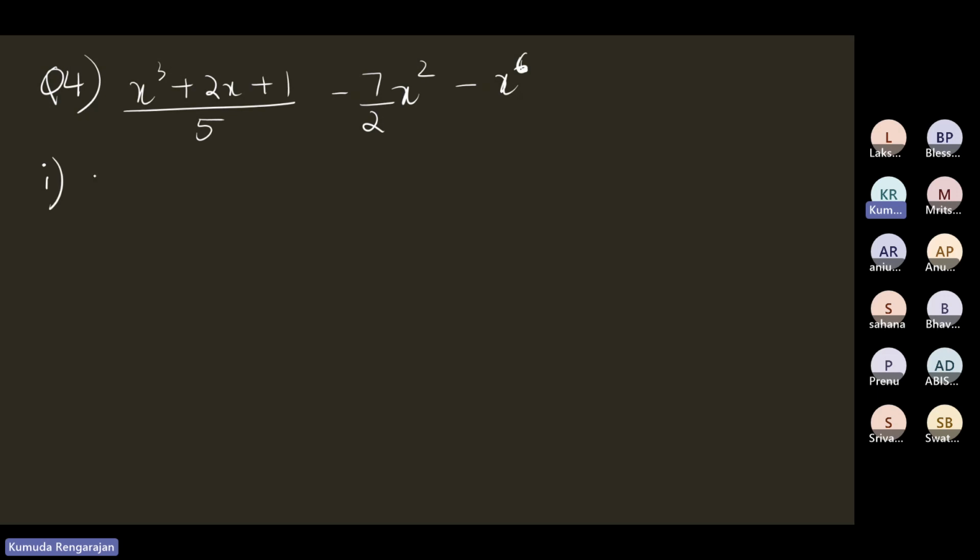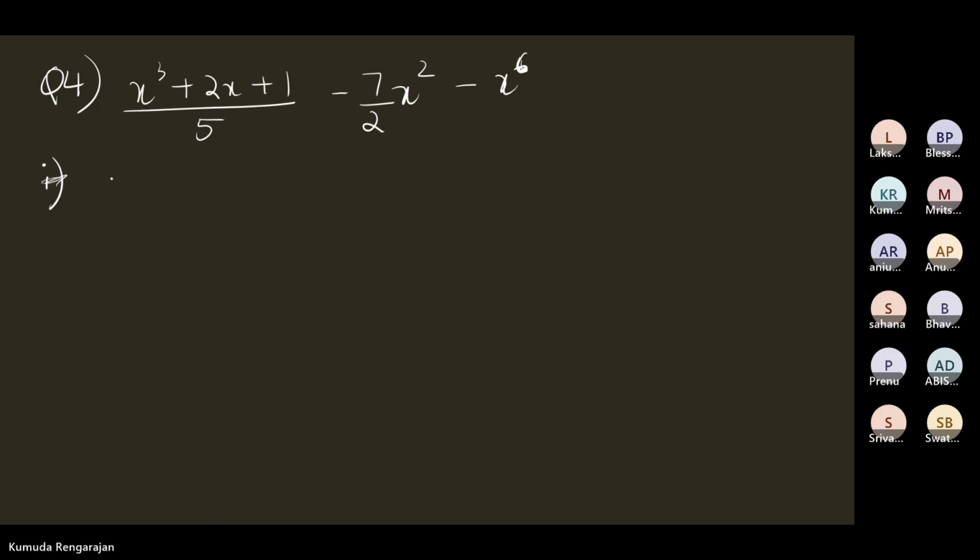Blessy, what's the degree of the polynomial? 6, ma'am. The degree of the polynomial is 6. All of you agree with Blessy? Yes, ma'am. Okay, let's just write the polynomial like this.